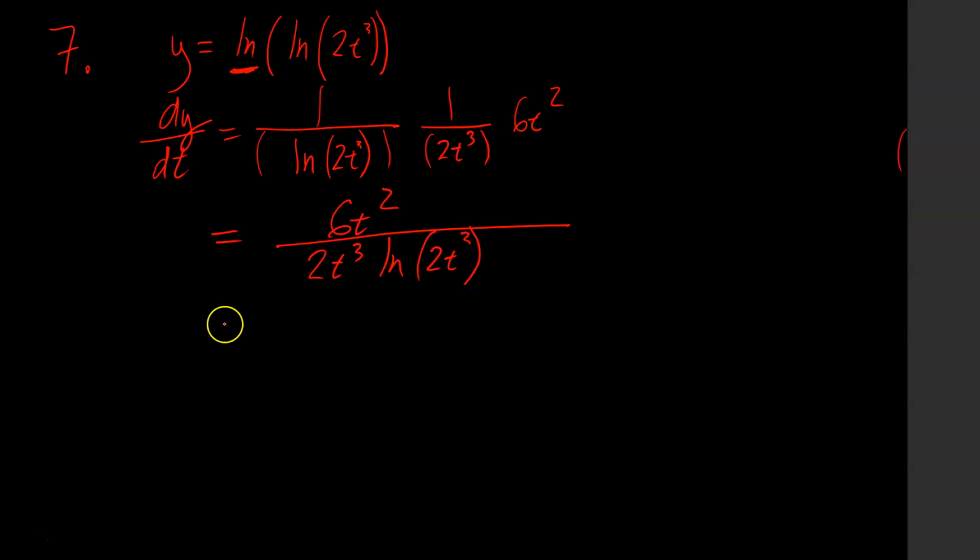And we can simplify a little bit to get dy/dt is equal to 3 over t times the natural log of 2t cubed.